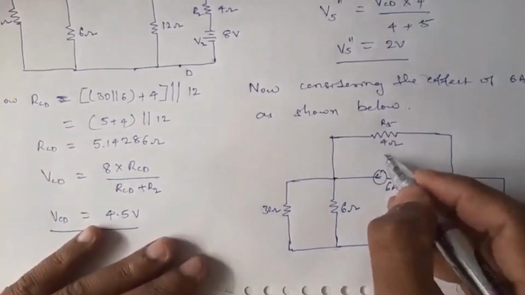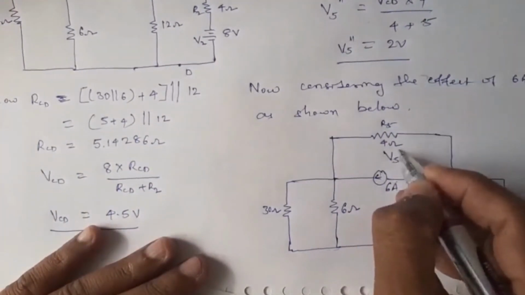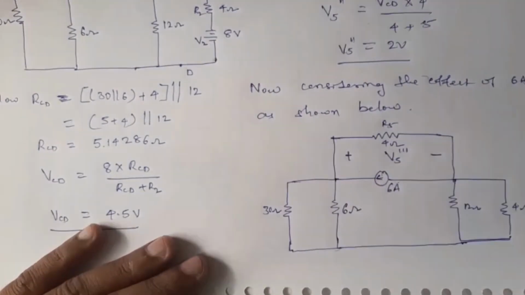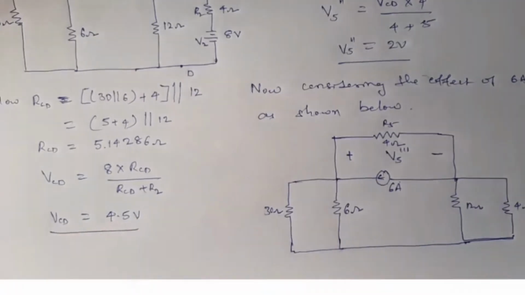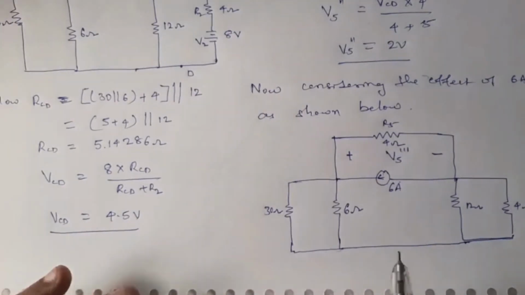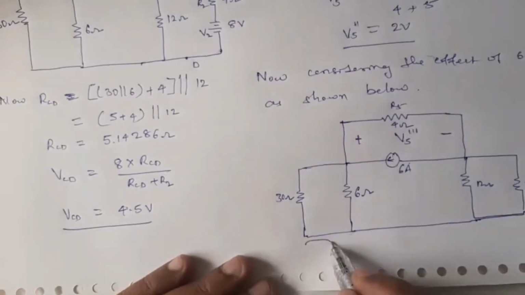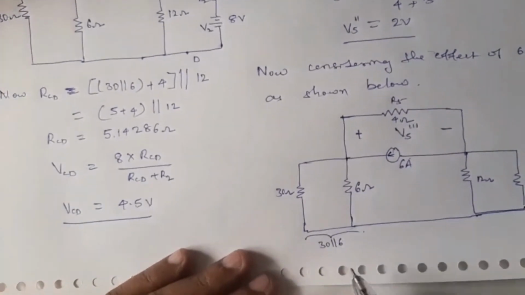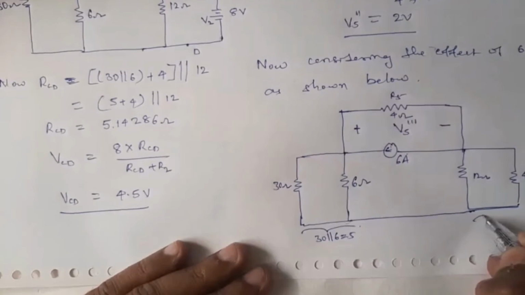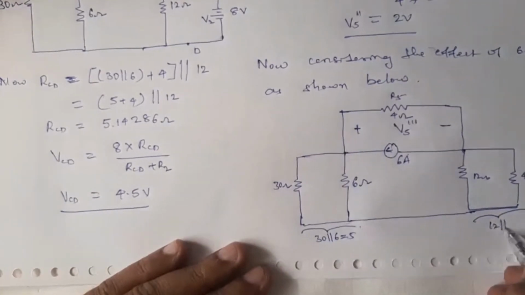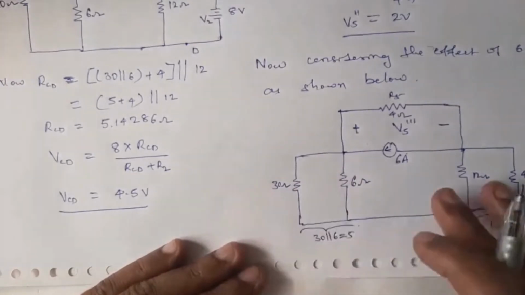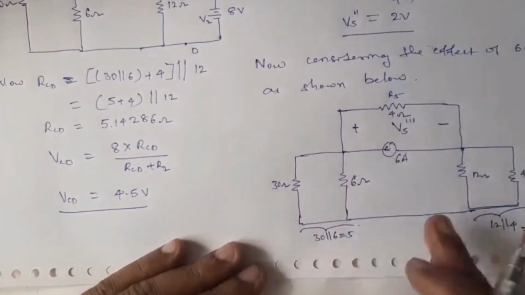We are interested to find V5 triple dash, and I'll consider this V5 triple dash as positive and negative. So how will I calculate this combination? This combination, 30 parallel with 6, is nothing but 5 ohm. And this combination, 12 parallel with 4, is nothing but 3 ohm. And I'll redraw this, considering this.